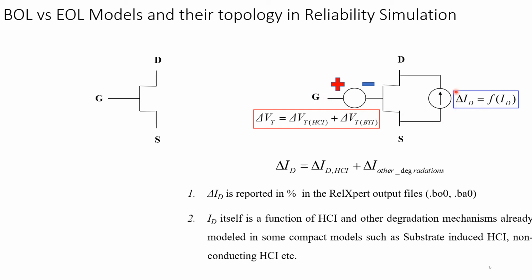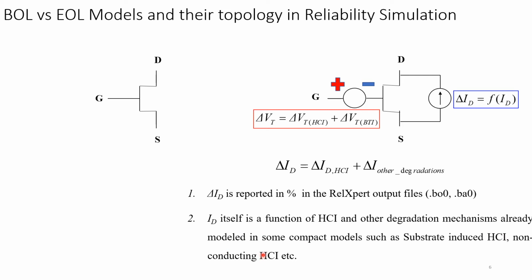Similarly, you can model the degradation in the current by a current source in parallel, from drain to source, which models the degradation in the drain current, and which in general will be a function of the drain current. Why? Because the more the drain current, the more hot carriers might be injected. So when I say delta ID, it is generally for HCI. Delta ID is delta ID due to HCI plus other degradations such as substrate induced HCI, non-conducting HCI, and those other mechanisms that have been defined.